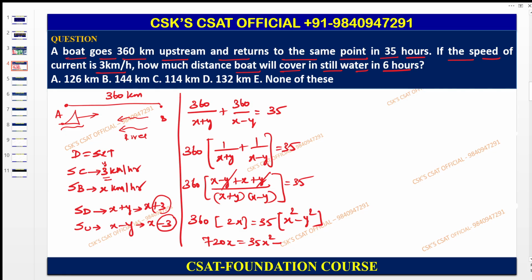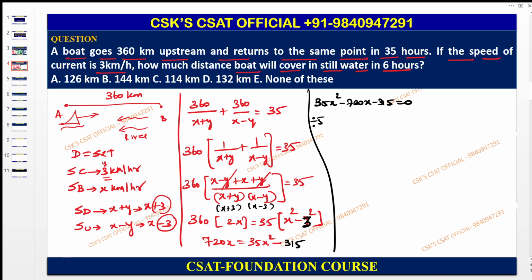So here, let me change the color of the pen. x plus 3, this is x minus 3. So this is nothing but 3 square, that is 9. Then you can multiply this: 9 into 35 becomes 315. Now rearrange this one: 35x square minus 720x minus 315 is equal to 0.